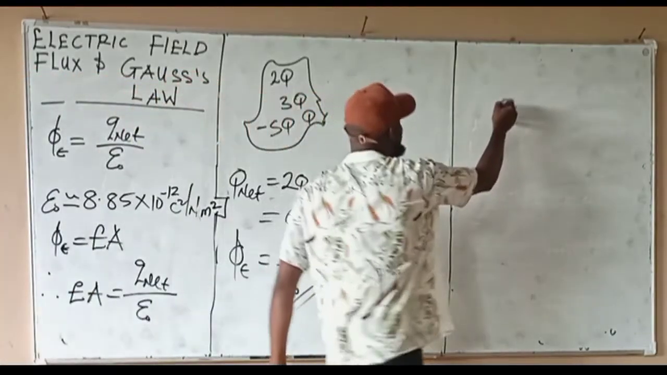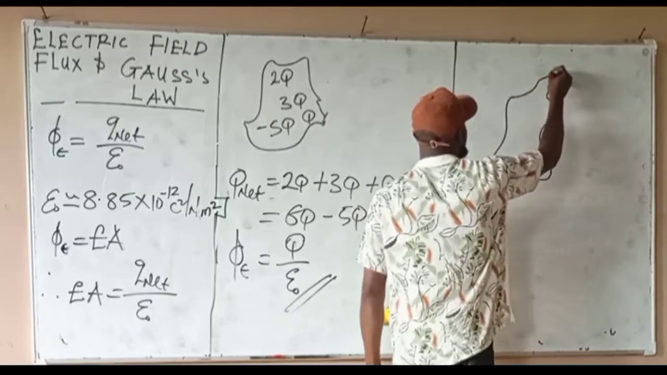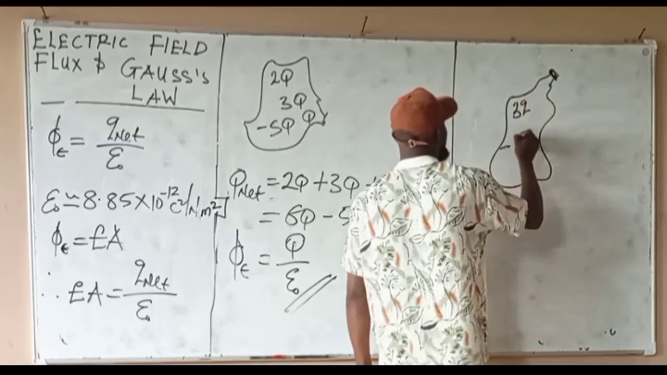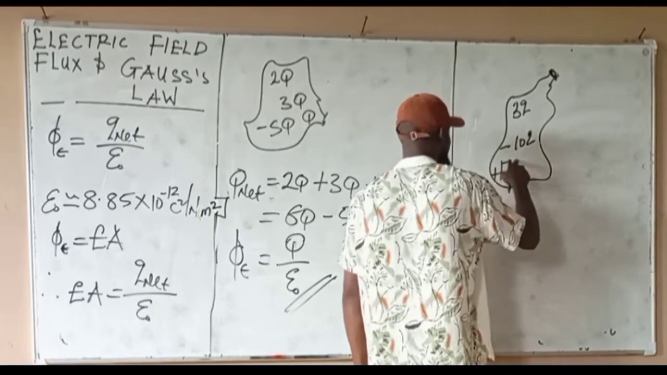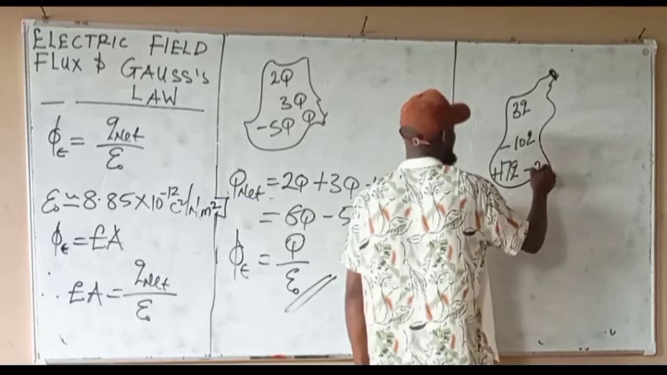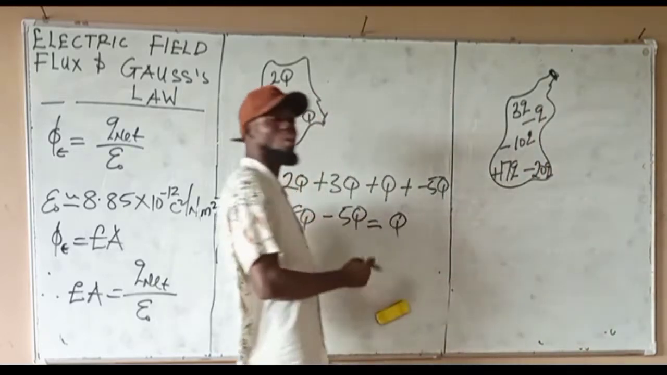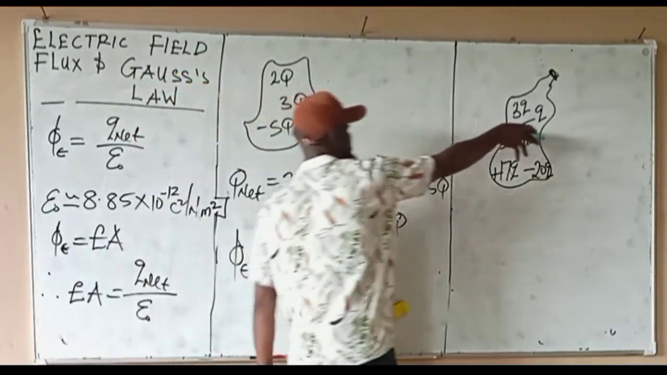Now let's look at a polythene bag carrying different charges: 3Q, minus 10Q, plus 17Q, plus 17Q, minus 20Q, minus 20Q, minus Q. And they ask, what is the total flux leaving the surface?